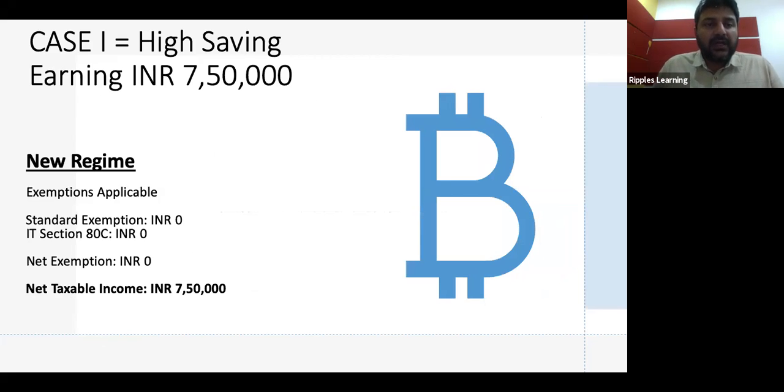Now, let's calculate the same thing in the new regime. In the new regime, nothing is applicable. So even if you're doing saving or not doing saving, it does not matter. High or low saving does not matter because technically the standard deduction does not apply, and IT section 80C does not apply. So if you are earning 7.5 lakh, you are paying tax on 7.5 lakh. Net exemption is 0, right?